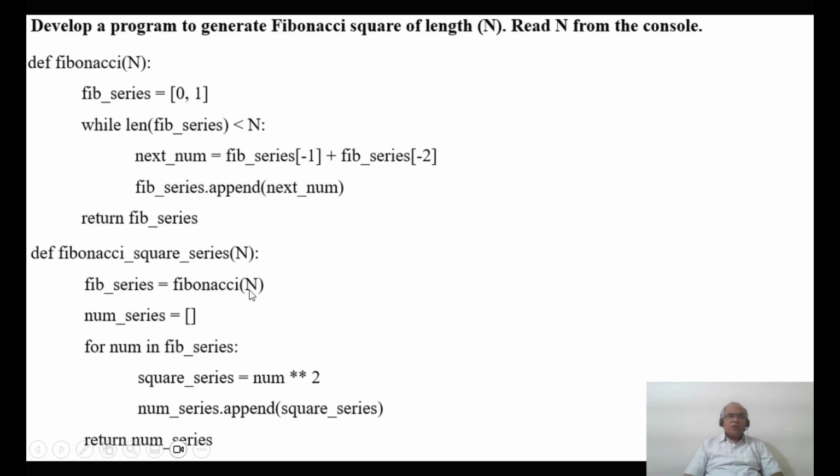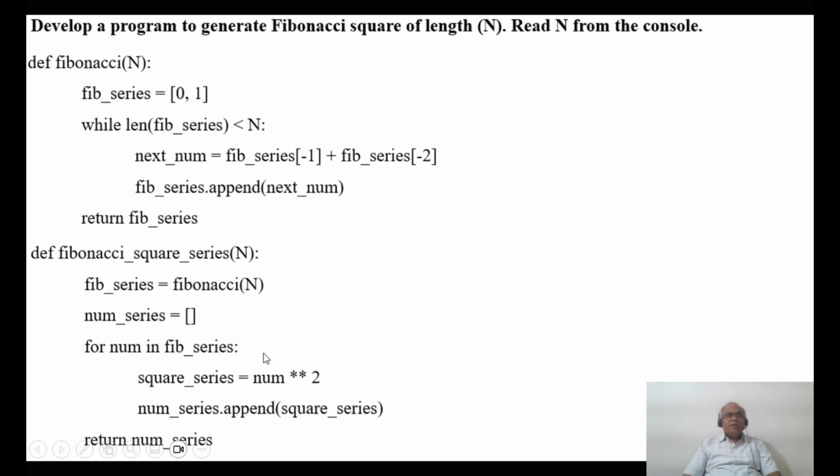So what we are doing is calling the function. Which function are we calling? We are calling the Fibonacci n. So this Fib series will have the result. Then num_series is an empty list; create one empty list. The same principle is used again. For num in Fib series, initially do you have any number? No, you don't have any number.